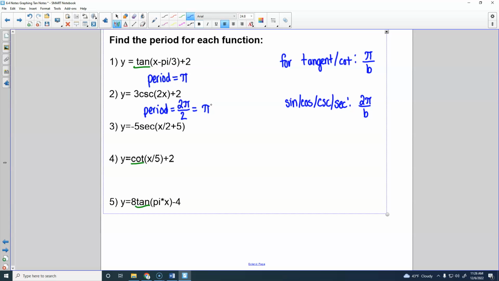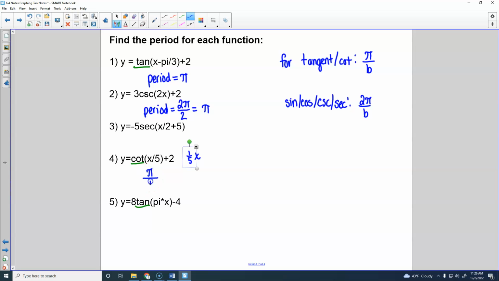Okay. 4. Let me skip down here to 4. X over 5, how can I think about that instead? 1/5 times x. So our b value here is 1/5. Since that's cotangent, though, we would do pi divided by 1/5, not 2 pi divided by 1/5. So we got pi times 5 over 1, which would be 5 pi for our period.